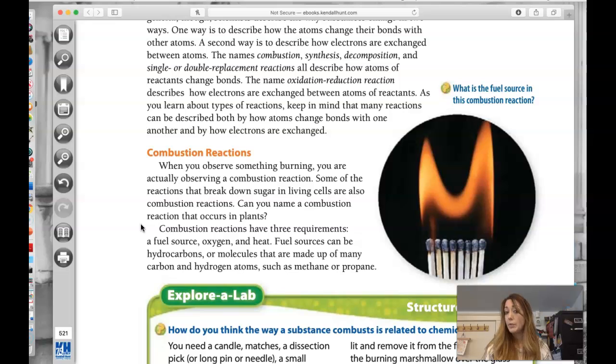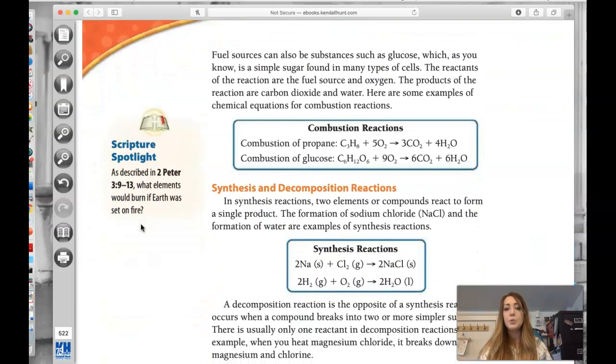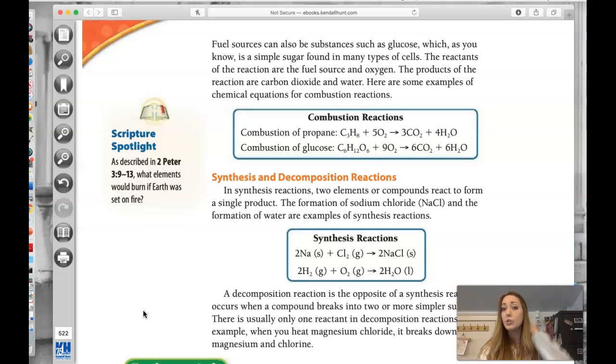Think about a combustion reaction that occurs in plants. Combustion reactions have three requirements: fuel source, oxygen, heat. Fuel sources can be hydrocarbons, or molecules that are made up of many carbon and hydrogen atoms, such as methane or propane. Fuel sources can also be substances such as glucose, which, as you know, is a simple sugar found in many types of cells.